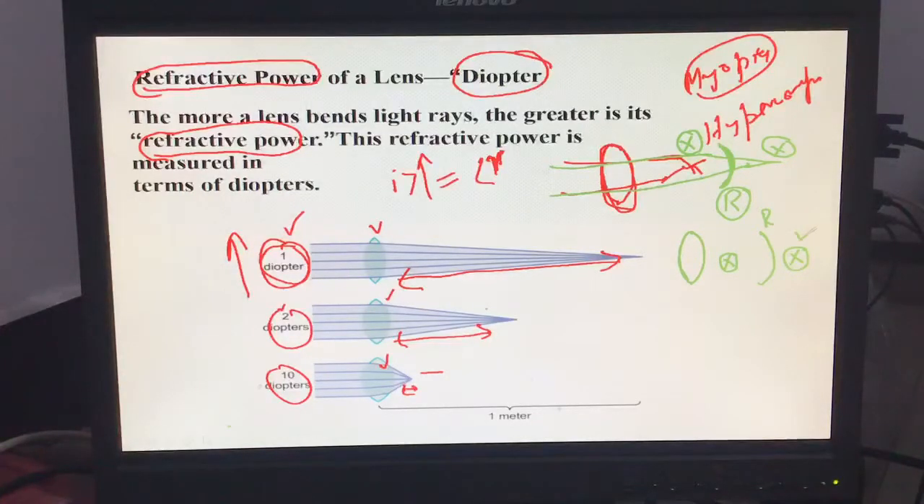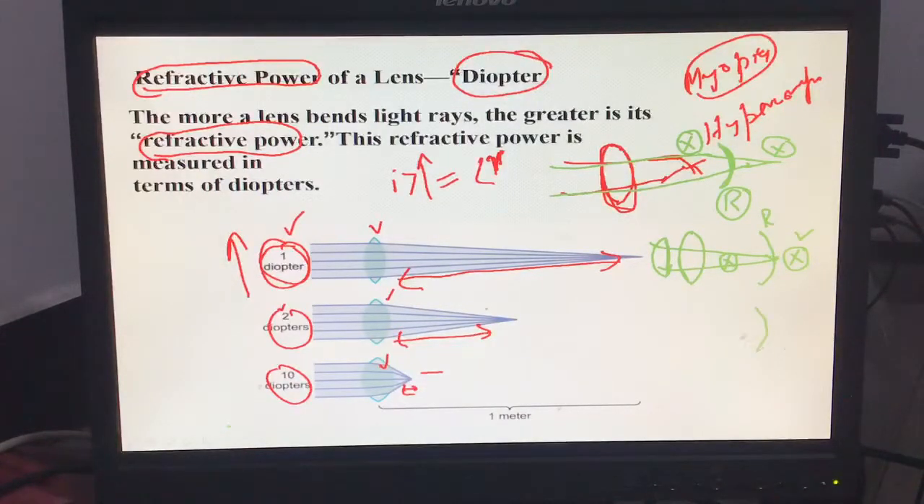For this case, first we discuss this case. We can put another similar convex lens here. Now two lenses are doing refraction, so the image can exactly form on the retina.